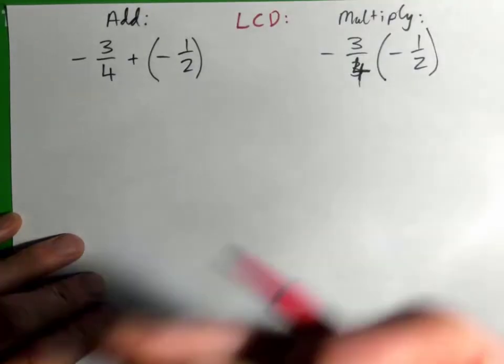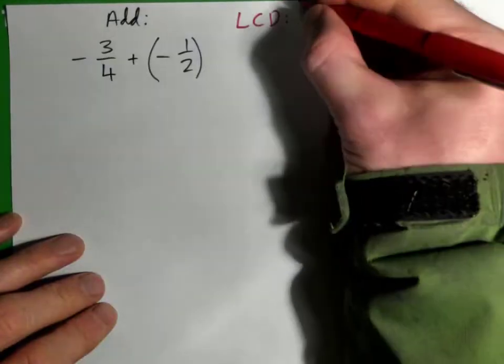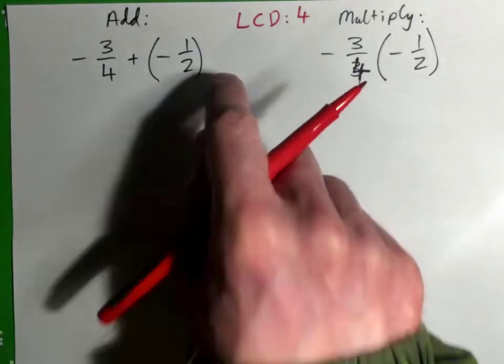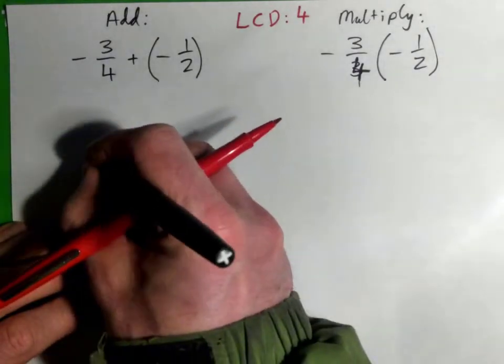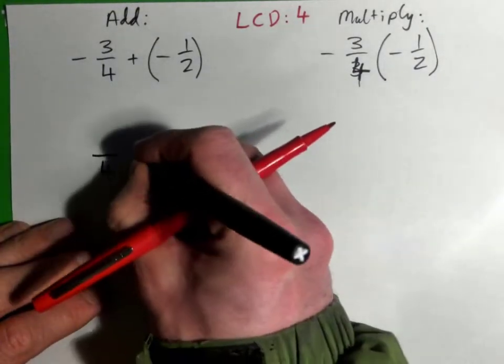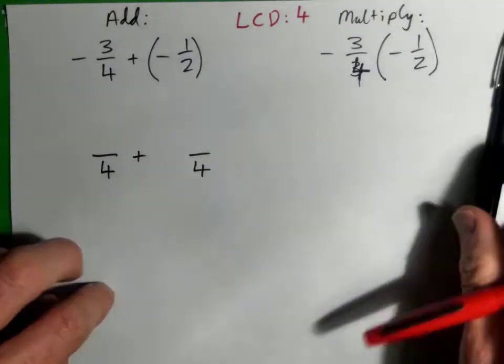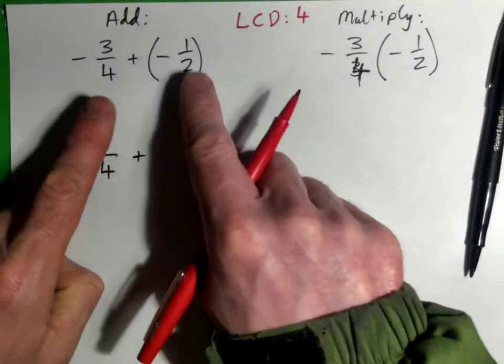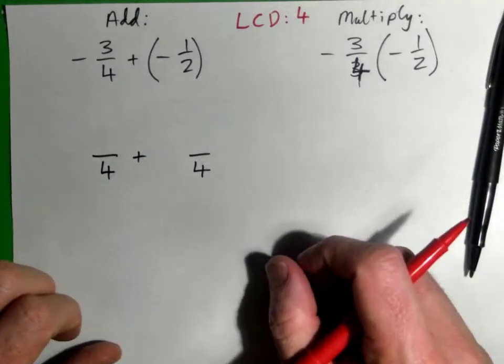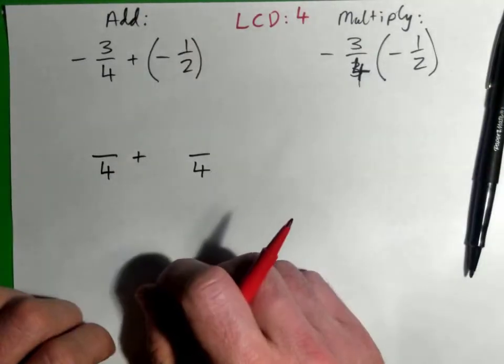And so the lowest common multiple of 2 and 4 is 4. So we need 4 on the bottom of both fractions. So that has to be something over 4. And this has to be something over 4. Now, if we can get 4 on the bottom of both fractions, now we can add them. And adding them, whether they're positive or negative, doesn't matter, right?